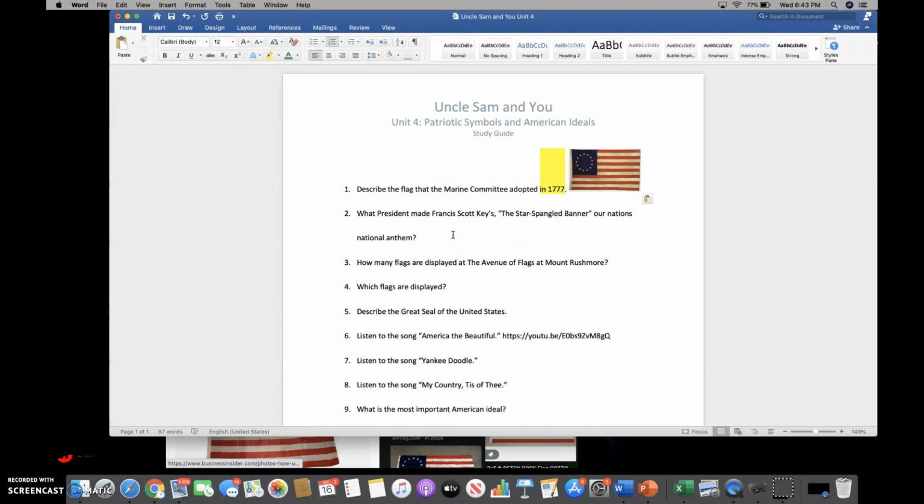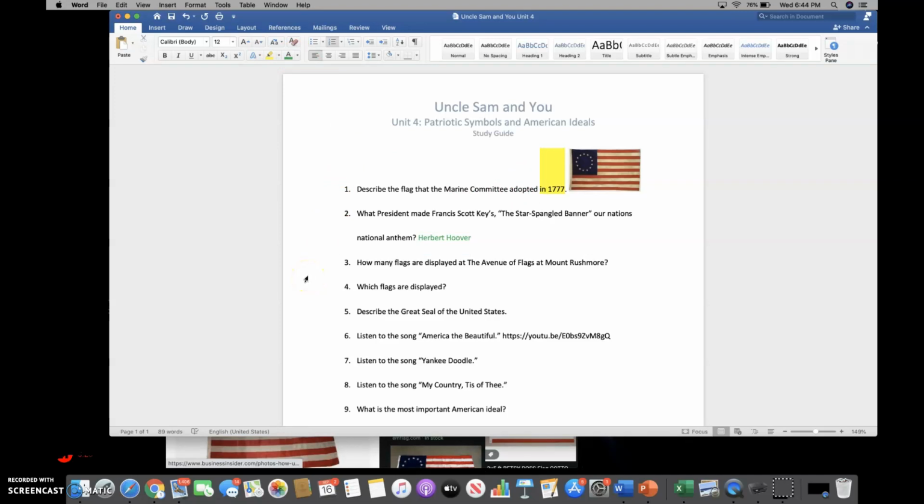So the second question on your study guide is, what president made Francis Scott Key's The Star-Spangled Banner our national anthem? And that was Herbert Hoover. I can't type, so forgive me for my spelling errors here. I'm going to try to make that stand out a little bit. Maybe a different color would work.